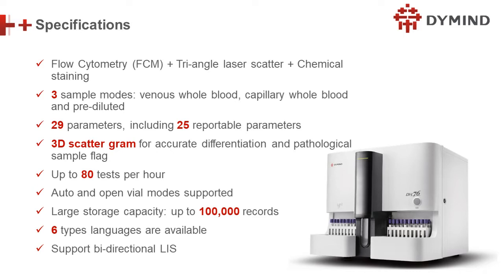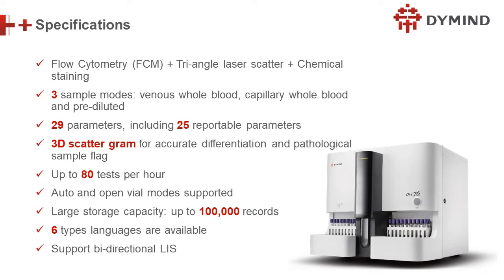So why do we introduce this principle? Because different machines maybe are using different principles. For example, three-part analyzer: there's no flow cytometry for a three-part hematology analyzer. But here we have the laser. So if you see the laser and the flow cytometry, that means what? For differential counting, we can get five-part counting results, like the percentage, like the quantity. So this is the advantage.